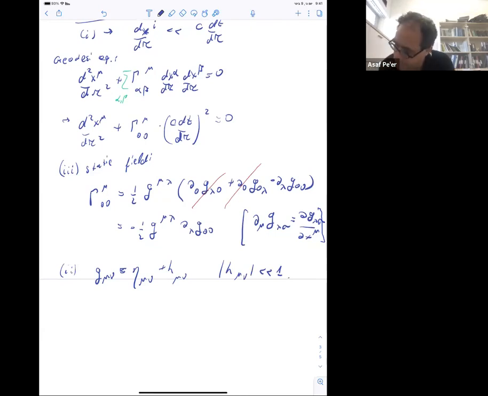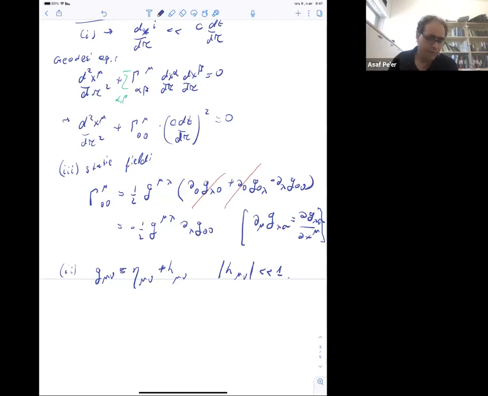Now mu and nu, there are 16 terms here, right? There are 16 terms, so that's why there is this absolute value. Each of these terms, or you can think of it as the determinant, it doesn't really matter, each of these terms is much smaller than unity. This is the meaning of weak field. Now we're working in Cartesian coordinates, so eta will just be minus 1, plus 1, plus 1, plus 1 on the diagonal and zeros otherwise.